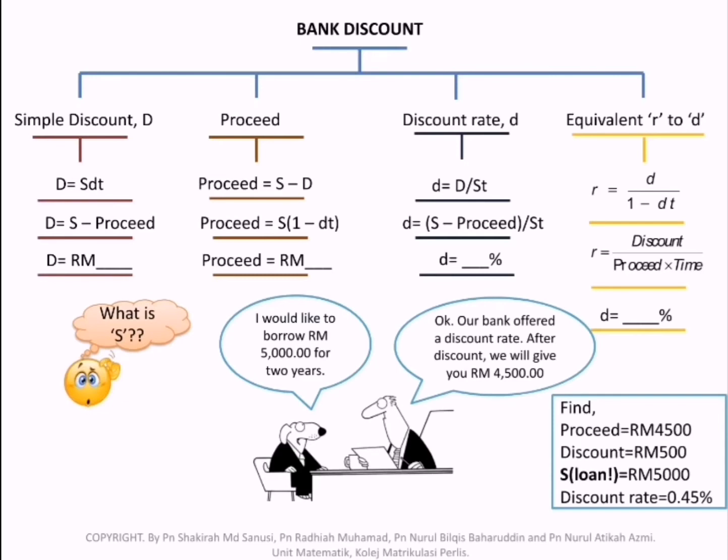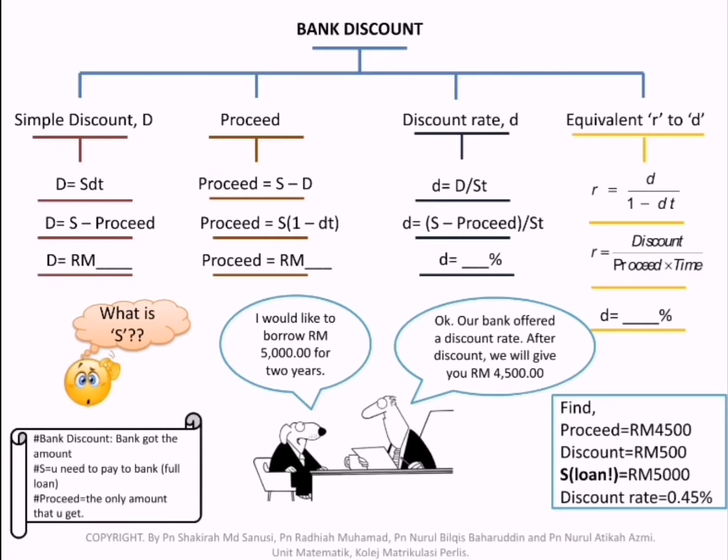Okay, students, remember for this part, which is bank discount, you want to make a loan for 5,000, but you will only get proceed RM 4,500. What happened to the 500? 500 is the discount. The discount is the amount that the bank charges you as client. Remember guys, it is not sales discount, it is bank discount. Alright?